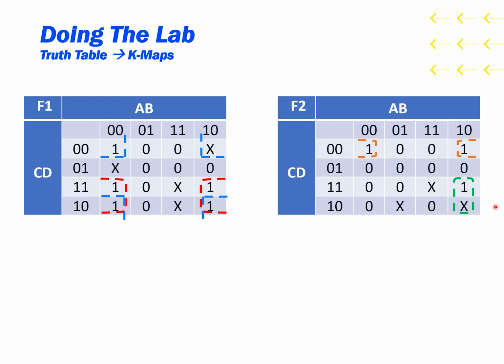If we do that, we can no longer share this gate, but luckily, we could share one here. And that covers the ones on both of the K-maps and allows us to share two gates. One between the orange group and the blue group, and one between the red group and the green group.